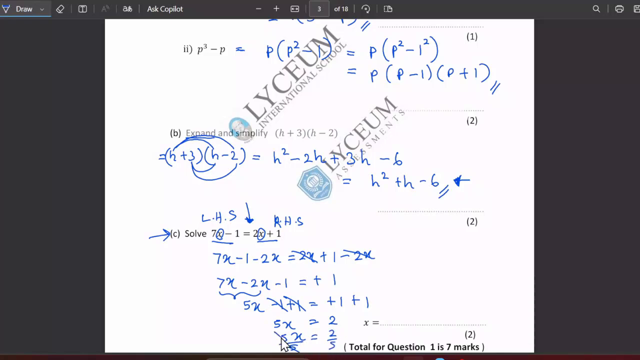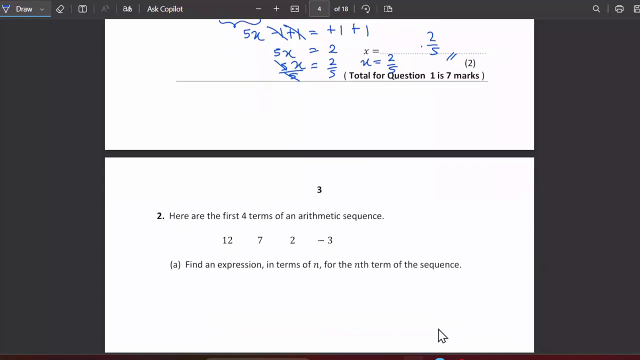Okay, now these two cancel out. So you can see the value of x. x equals 2 over 5. So that's the answer, 2 over 5. Okay.